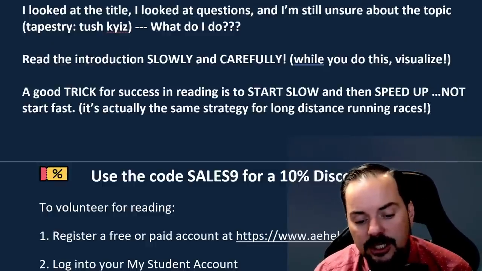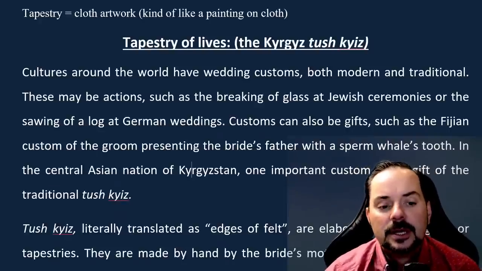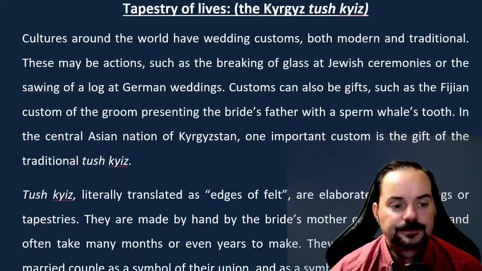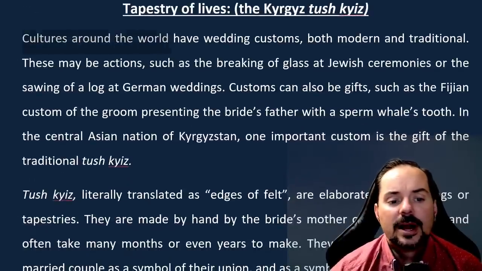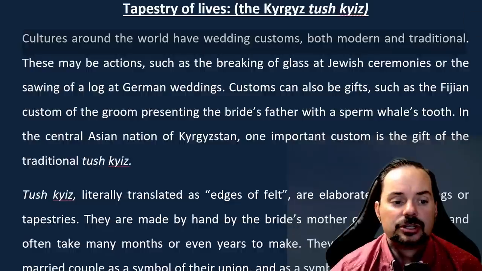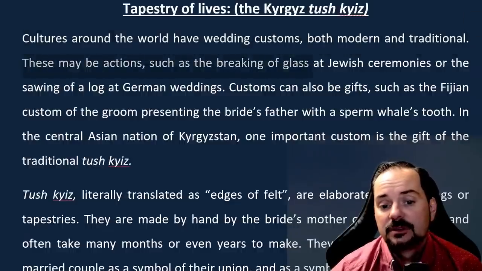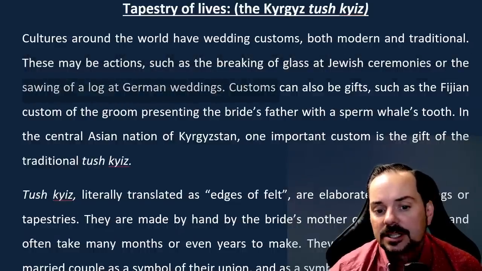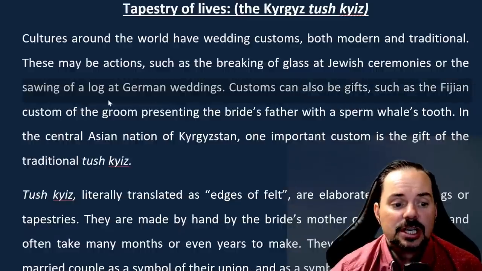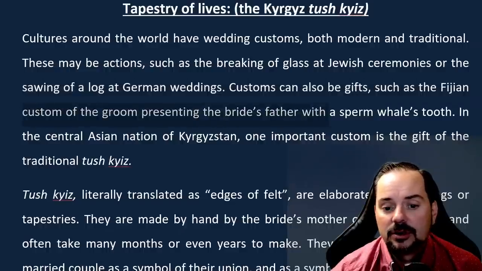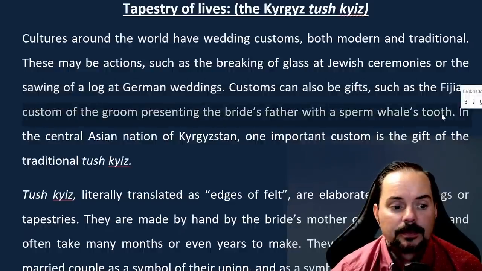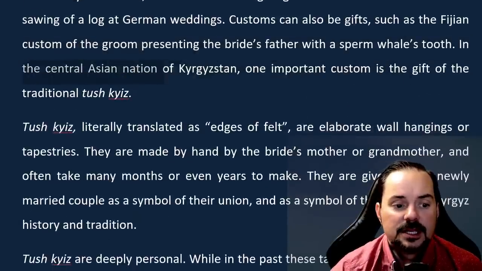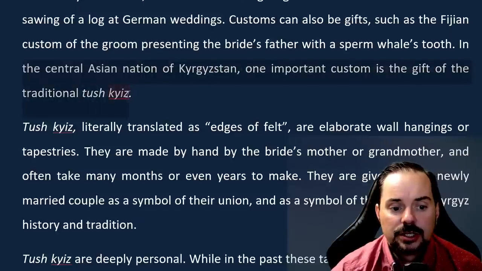So you start slow. So let's look at the introduction here in this reading and let's start slow, okay? Let's read it carefully. Let's make sure that we understand it. Tapestry of Lives, the Kyrgyz Tush Giz. Read with me, everyone. Cultures around the world have wedding customs, both modern and traditional. These may be actions such as the breaking of glass at Jewish ceremonies or the sawing of a log at German weddings. Customs can also be gifts, such as the Fijian custom of the groom presenting the bride's father with a sperm whale's tooth. In the Central Asian nation of Kyrgyzstan, one important custom is the gift of the traditional tush giz.